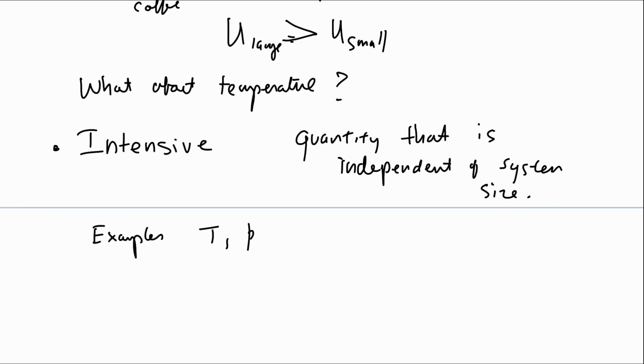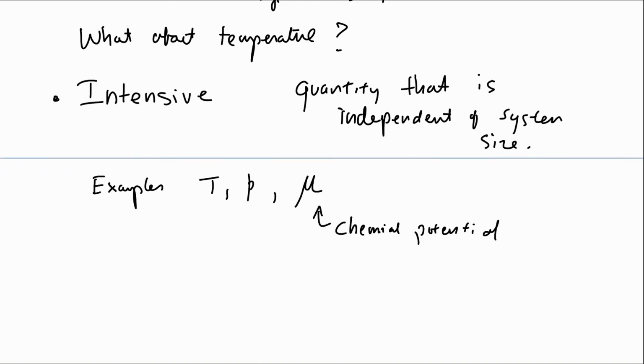So intensive examples: T, P, and this mu, which we're just now starting to talk about, the chemical potential. If you don't know what that is, enthalpy and chemical potential are the two things I disliked the most when I took undergraduate thermodynamics. But I've gotten over it, and I hope you don't develop the same phobias. We'll talk more about what chemical potential is as we go forward.